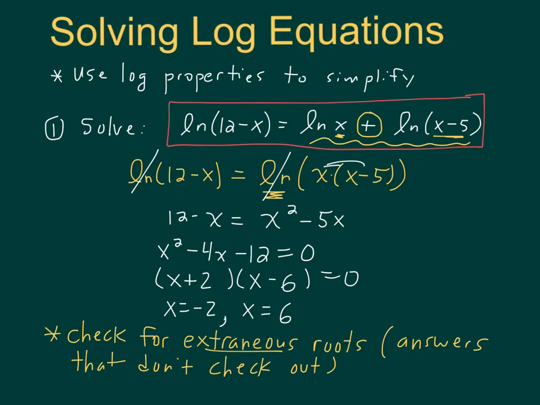So if I first drop in a 6, I'd have the natural log of 12 minus 6, no problem there. Over here I'd have the natural log of 6, and over here the natural log of 1 after I drop in 6. That's okay, so this is an acceptable answer.